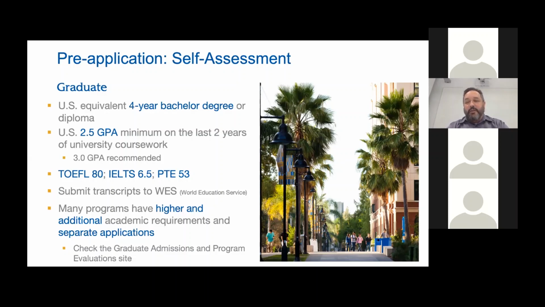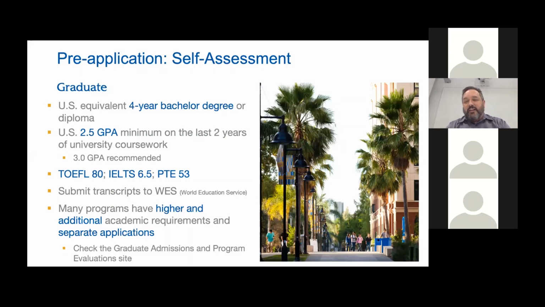And some of these programs will require additional testing. You may have heard of the GRE or the GMAT. Depending on what program you're interested in, you may have to take an additional test. For example, for the MBA, you need to take the GMAT or the GRE. For us, that's SJSU, you can take either one.